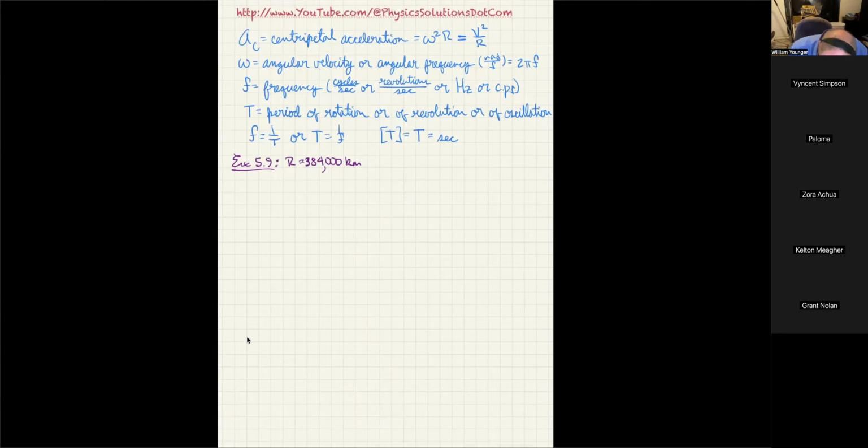So we've got that, and in fact, kilometers is not useful for me, so I'm going to call this 3.84. Notice 3.84 times 10 to the fifth would be it in kilometers, but I want it in meters, so I'm going to say it's 3.84 times 10 to the eighth meters. So that's the radius of the orbit. We also are told that the period T is equal to, and by the way, is this period of revolution or is this period of rotation?